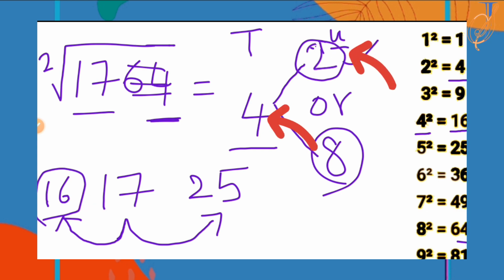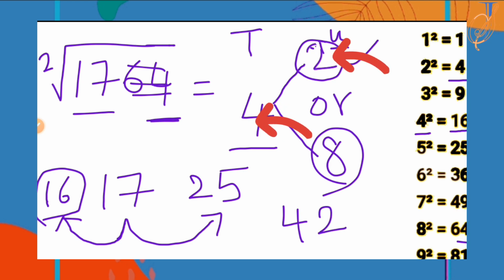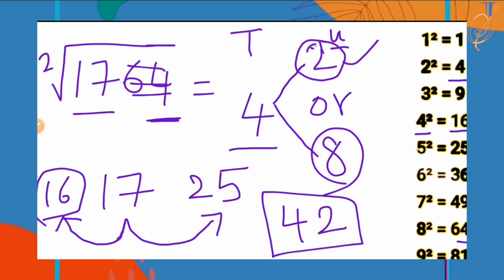So the tens digit is 4, the unit digit is 2. So your answer is 42. The square root of 1764 is 42.